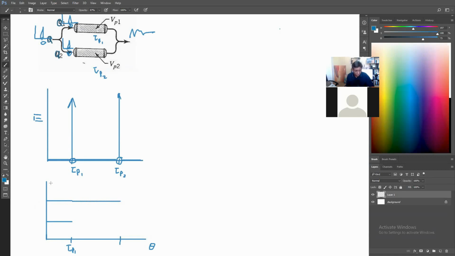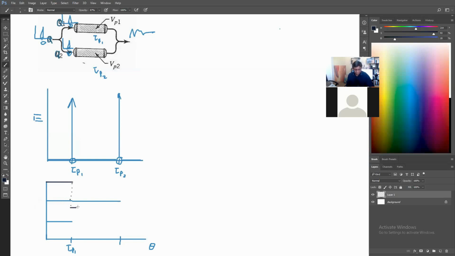So the sum of these two, and let's use a different color here. Everything was retained up to time tau P1. Then after tau P1, everything exited here. So we no longer had this fraction of fluid remaining. So this would actually drop by this amount. I don't want to draw it the same amount here, but it's going to drop down to some level. Let's just put it here.